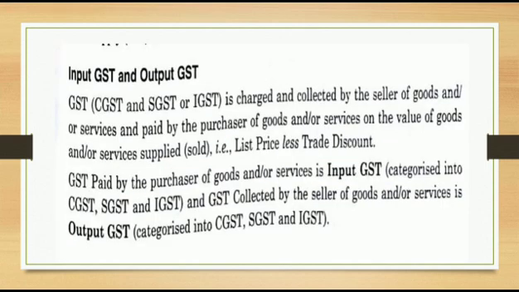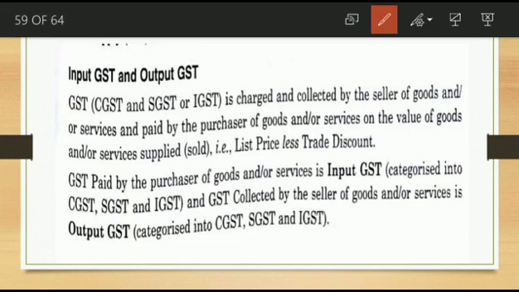Now, input GST and output GST. This is for the CGST, IGST, SGST cases. In the accounting process, we will use these two words, input and output: input CGST, input SGST, input IGST, and output CGST, output SGST, output IGST. What are this input and output GST? Okay, ready? Let's start.